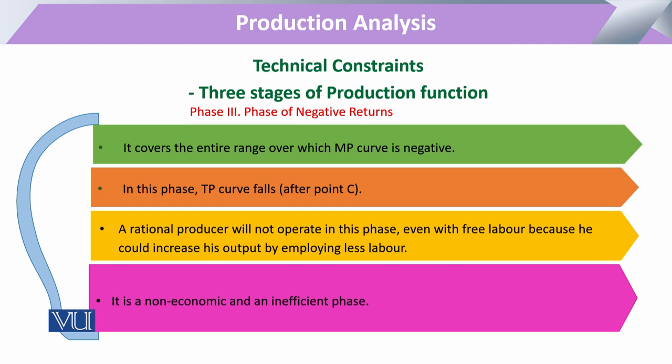Any entrepreneur must decide that he will never enter this phase, or he must avoid this negative return stage, because it will add only and only to the cost of that total production process. And this is not an efficient, rather a non-economic, non-profit and inefficient phase of production. Mostly any rational producer, or any rational entrepreneur who has wise decision capacity and wise knowledge of the various figures of input and output, will be able to best decide that this phase should never be adopted.